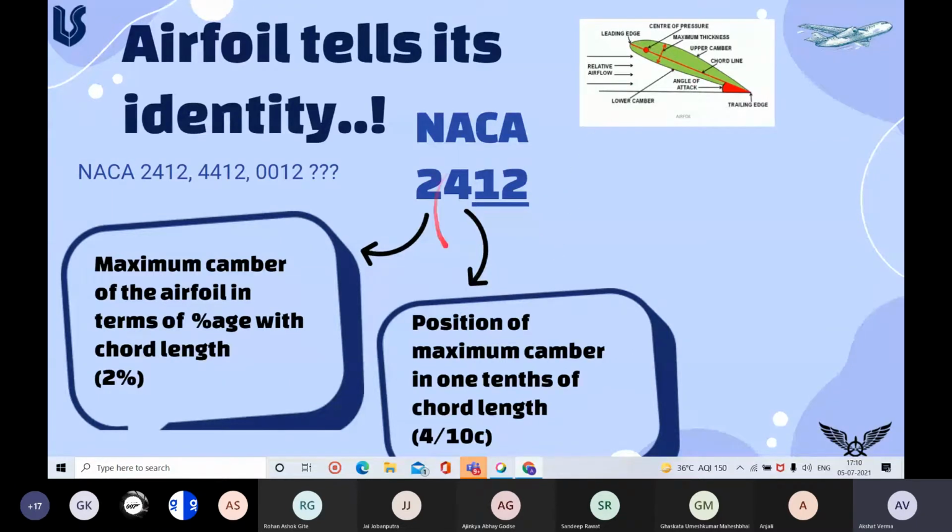So if it is 4, that means it is described in 1/10 of the chord length. So if the total length of this chord line is 100 units, then after 40 units, the maximum camber condition will be achieved.